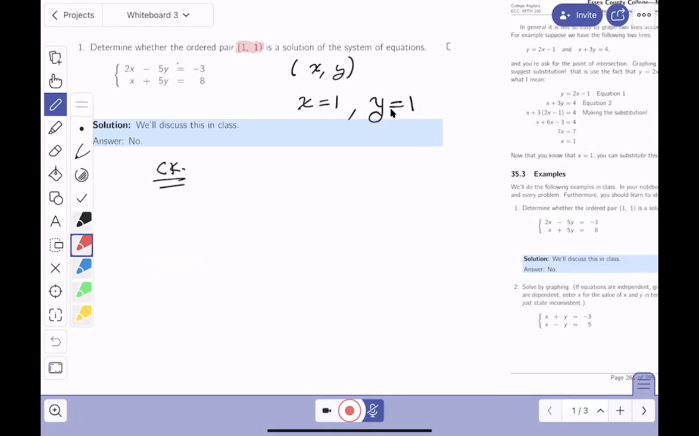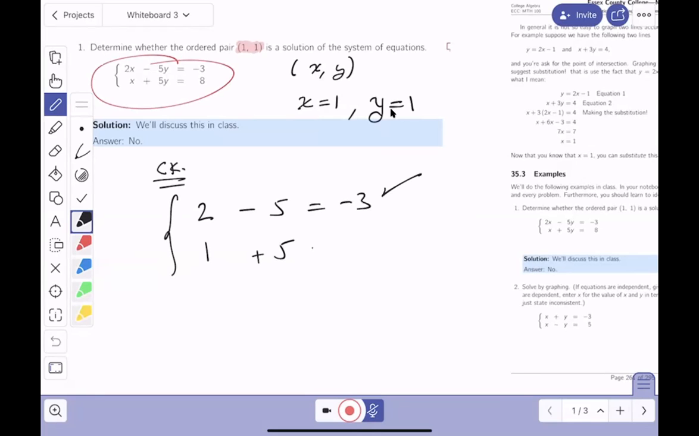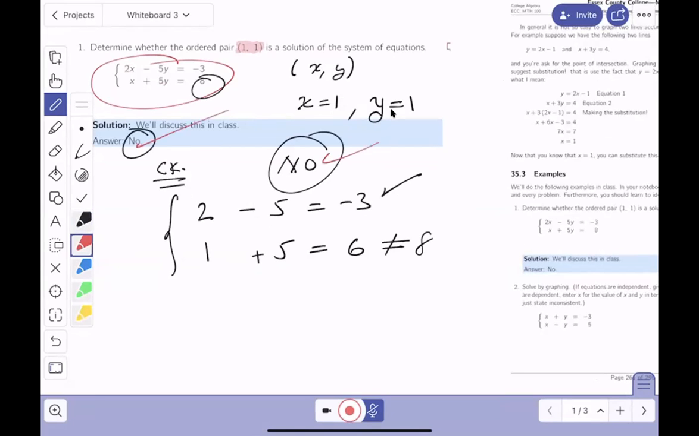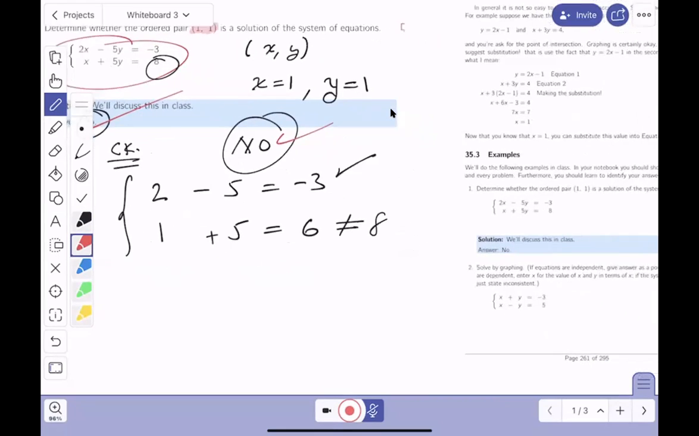Where do you check it? Here. I'm going to put this down for you. Well, if X is 1, you get 2 and 1. And if Y is 1, you get -5 and a 5. Well, 2 minus 5 is -3. Checked beautifully. 1 plus 5, however, is 6. It is not equal to 8, as they said it should be. So the answer here is no, this is not a solution. All right, we're doing okay. We did the work. Let's go to number 2.